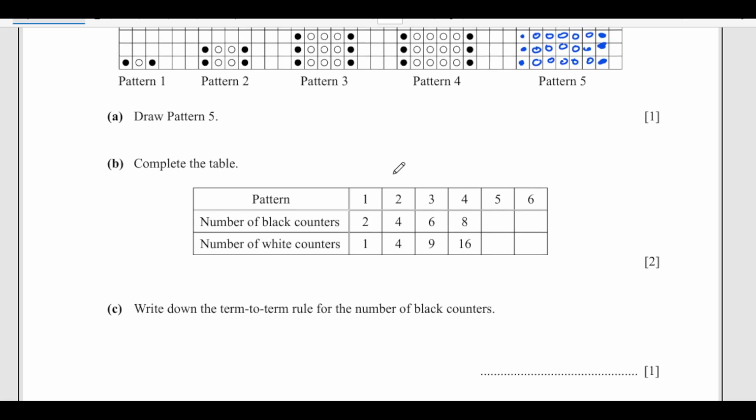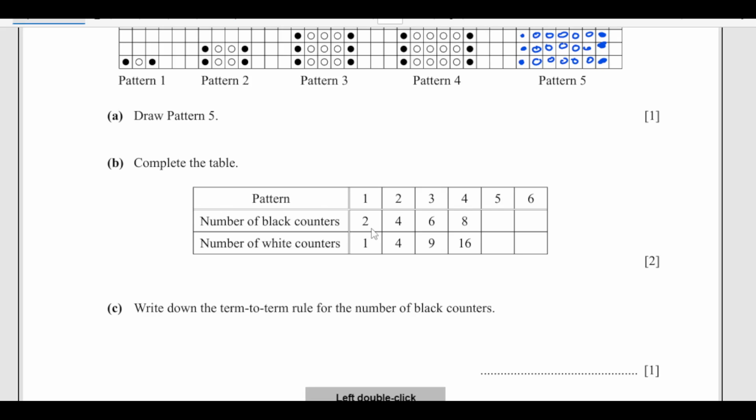So complete the table. Number of black counters. Pattern is given 1, 2, 3, 4, 5, 6. Number of black counters, number of white counters. So if you follow the pattern, it's 2, 4, 6, 8. 2 is being added, so there will be 10 and here will be 12. And if you look at the white pattern, this is 1 squared, this is 2 squared, this is 3 squared, 4 squared, 5 squared and 6 squared. So this is going to be 25, this is going to be 36, right? This can also be easily seen from the diagram.